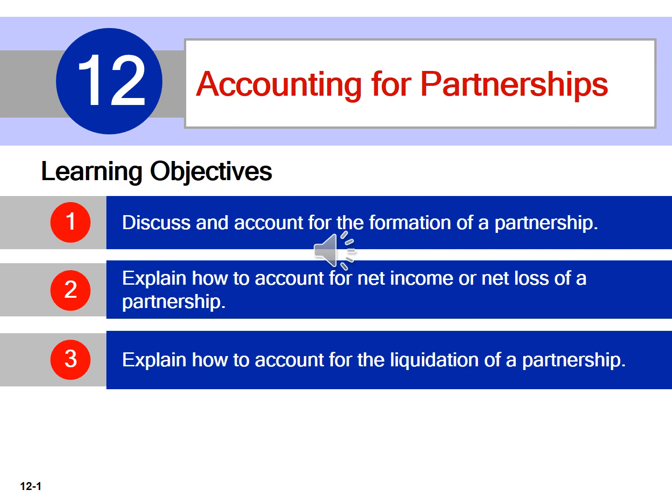In this lecture, we are going to take a look into Chapter 12, which covers accounting for partnerships. This chapter is going to look into three learning objectives. First one, we're going to discuss and account for the formation of a partnership. Then we're going to try to explain how to account for net income or net loss for a partnership. And finally, we're going to end with trying to explain how to account for the liquidation of a partnership. So let's begin.